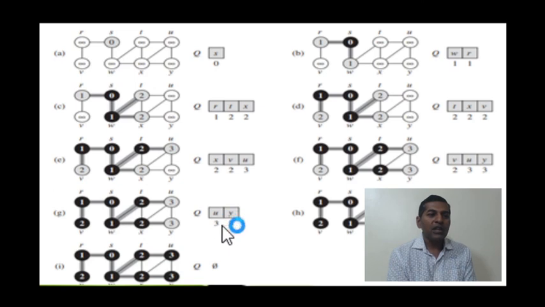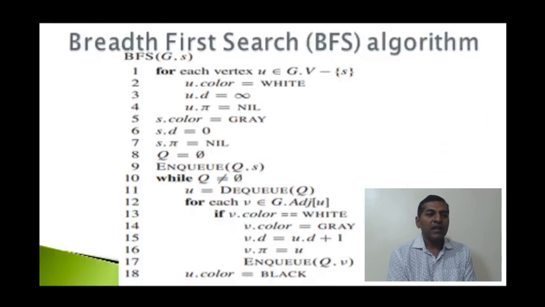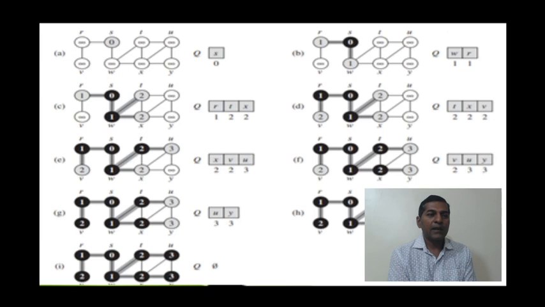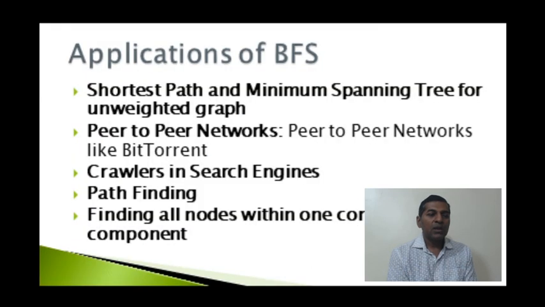Now U is dequeued. No adjacent vertices are white, none remaining, so let's make it black. The remaining one is Y. Y is dequeued, and there also no vertices are white, so let's make it black. Now the queue is empty. Since the queue is empty, the execution comes out of the loop, and the execution of the breadth first search algorithm is done. This is how we understand the strategy of execution of the breadth first search algorithm.